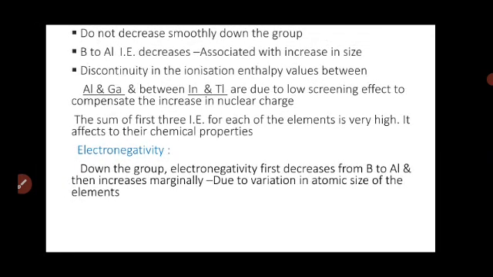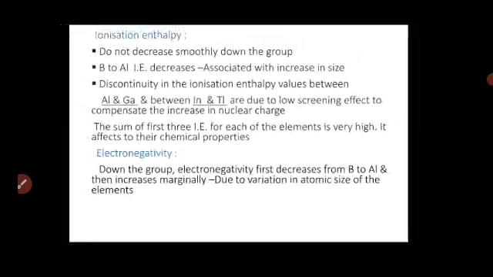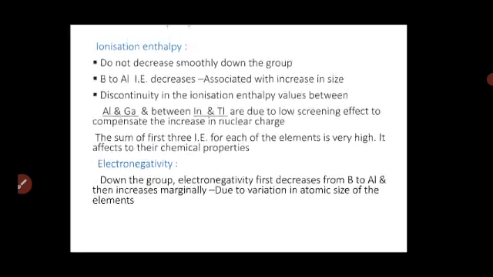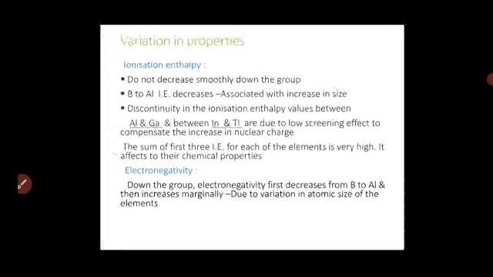Then what happens to the electronegativity? Usually we say that down the group electronegativity decreases, and this decrease is continuous, but in these p block elements this is changing a little bit. So in group number 13, electronegativity first decreases from boron to aluminum and then increases marginally, means very small, due to variation in atomic size of the elements. Okay. So these are the variations in periodic properties.